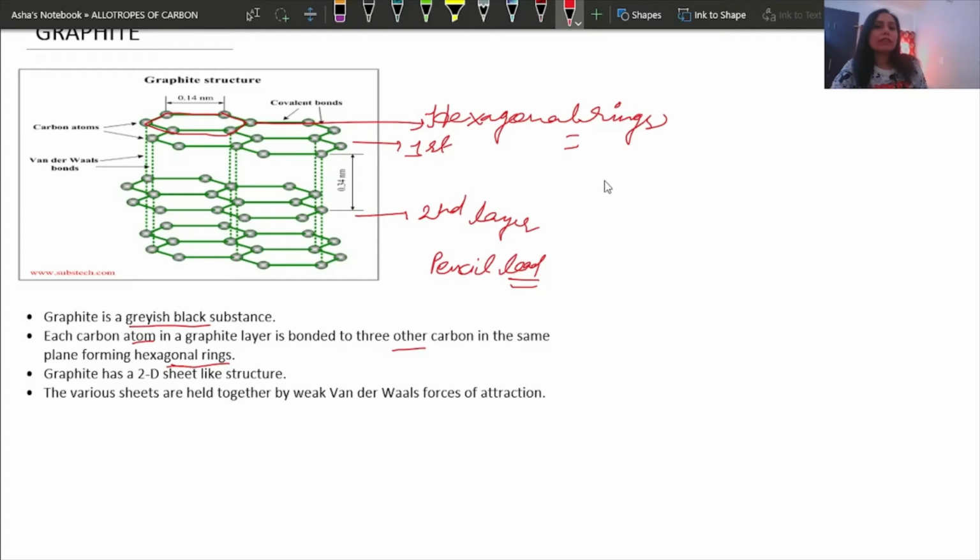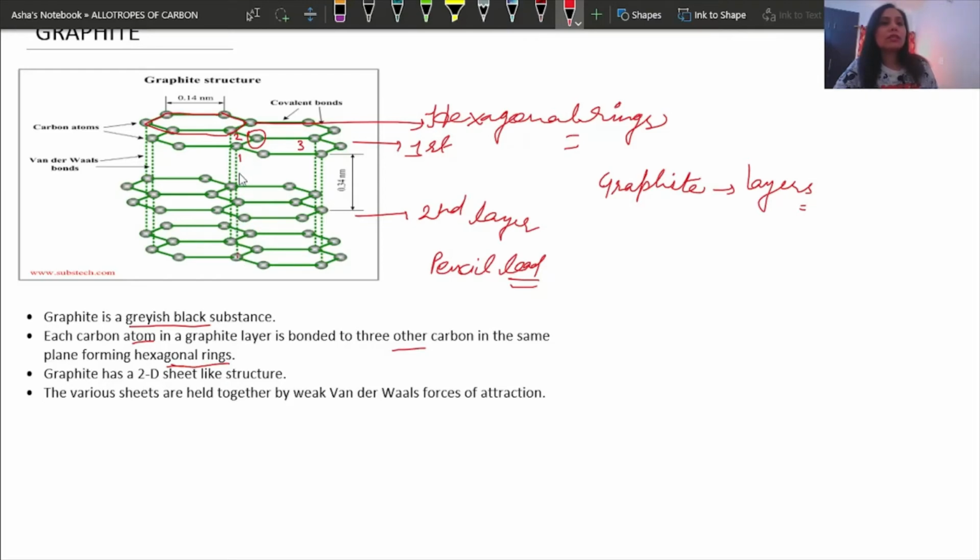The structure of graphite is layered. Graphite structure is in layers. So in each layer the carbon atoms are arranged in proper hexagonal rings, and each carbon atom is bonded with 3 neighboring carbon atoms. For example, let us see this one. This is a carbon atom. It is attached with this carbon atom, it is attached with this carbon atom, and this is attached with this carbon atom also. And its 4th valency is satisfied with another carbon atom in another layer.